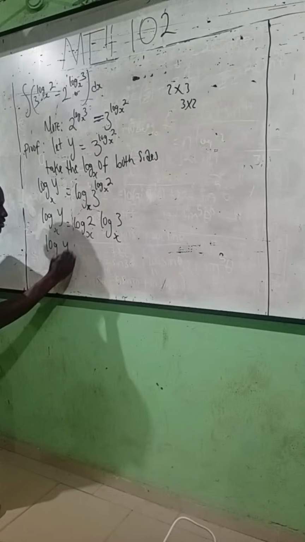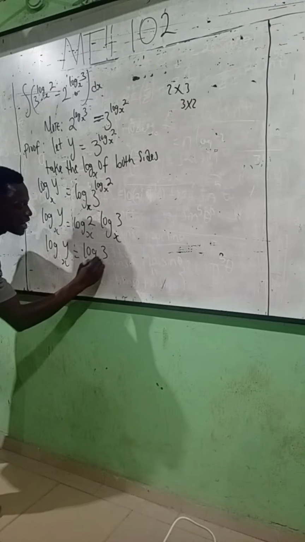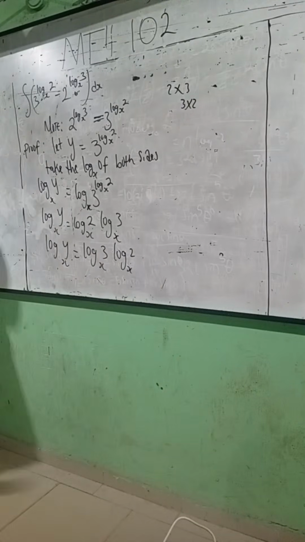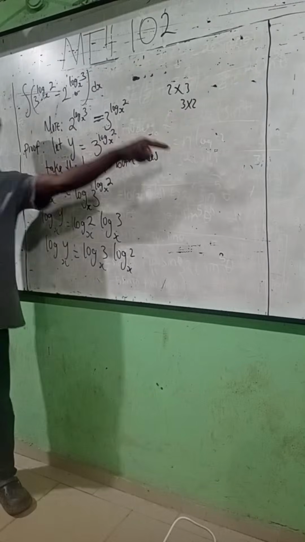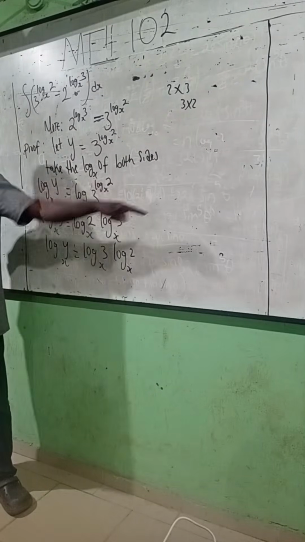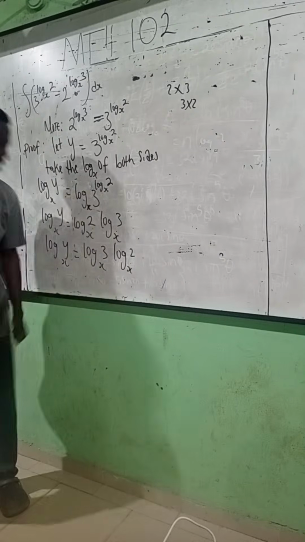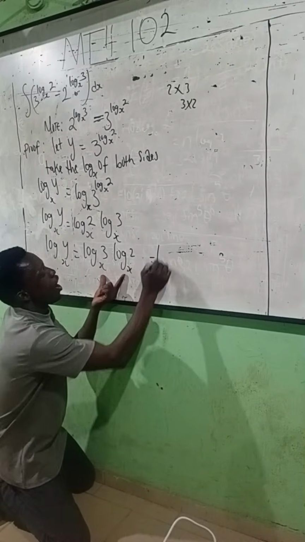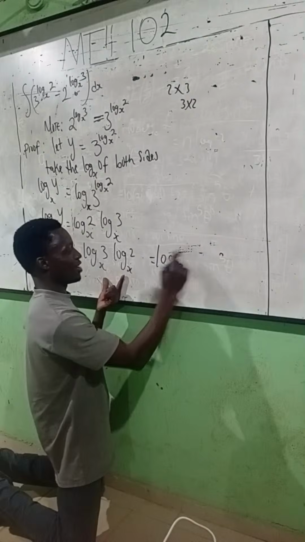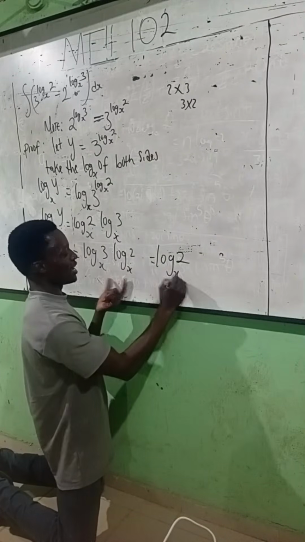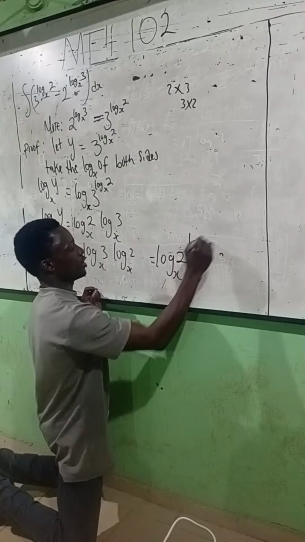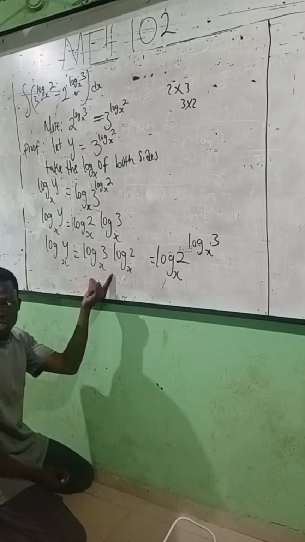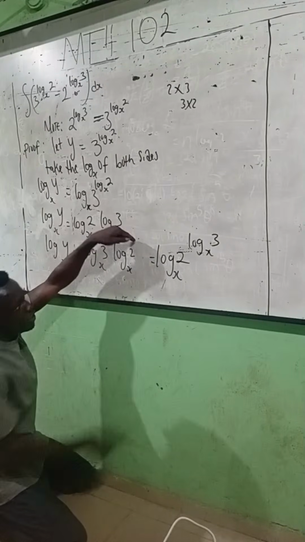So here I can say log y base x is equal to what? Log 3 base x times what? Log 2 base x, isn't it? Right? Now this one can go up to become power 2. Can't it? So I can write this guy as log 2 base x raised to power what? Log 3 base x. No, it can also come down to turn to this, since it's going up to become power of 2.